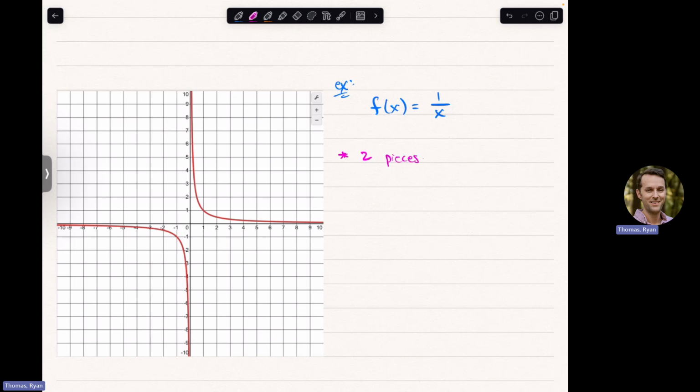The fact that it's in two pieces like that means that it is not continuous everywhere. A good working definition for continuity for us at this point is basically whether or not you can draw it as a single piece. This is in two pieces. I can't draw it as a single piece. So it's not continuous everywhere.